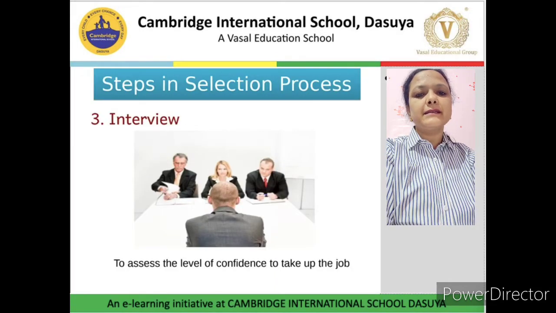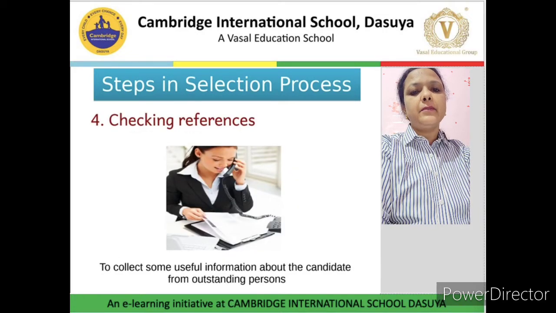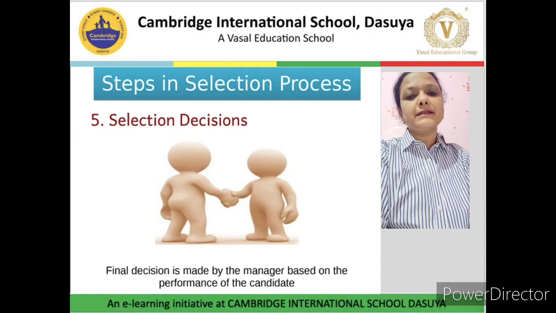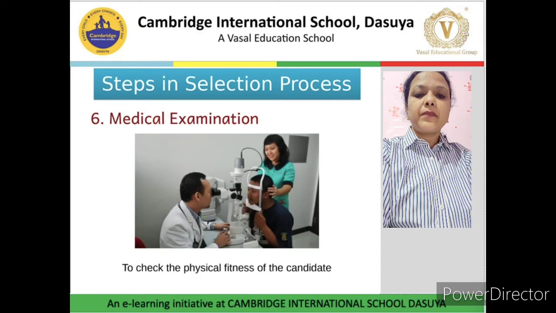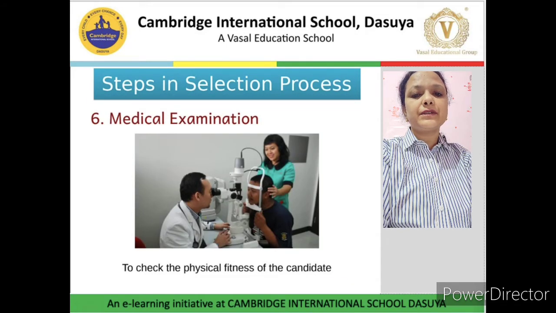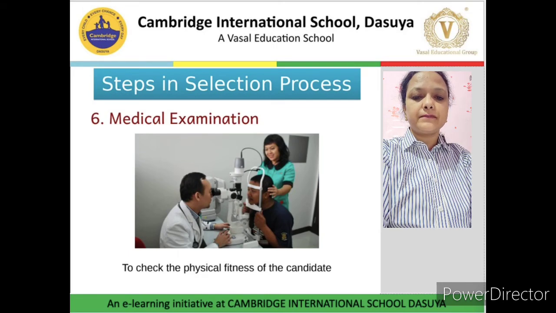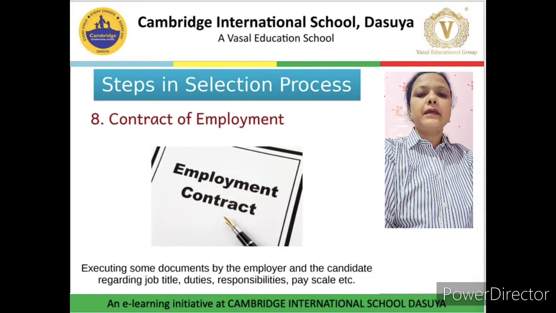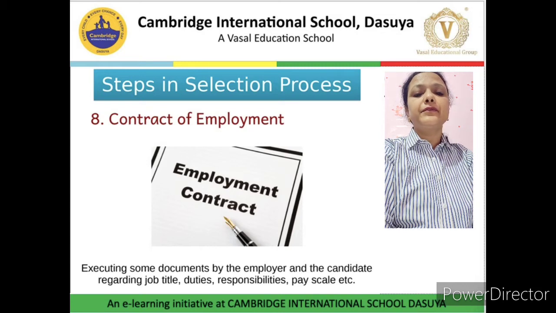Third step, that is employment interview. Check reference and background of a candidate. Then the final selection decision will be taken. After this, medical examination to know whether he is physically fit or not. Then job offer by giving a letter of appointment. Then the contract of employment will be signed by the employer and the employee.